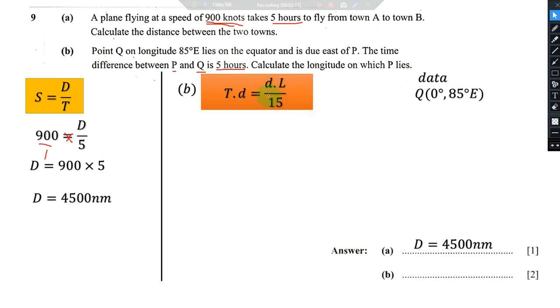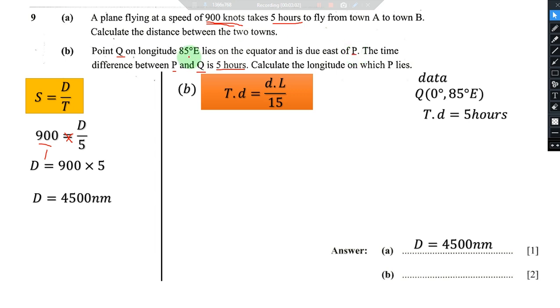Others might be wondering, where is the 15 coming from? It's because in 1 hour, the earth turns 15 degrees. So that is why, for the difference in longitudes, we normally divide by 15. So calculating time, we use longitudes. Okay, so let us write down what we have. Time difference is 5 hours. Now, another thing is that point Q and point P, these 2 points, are on the same side of the hemisphere, which is the east side, according to this question. So they are on the east, despite one being ahead of the other, but they are on the same side of the earth, which is the east.